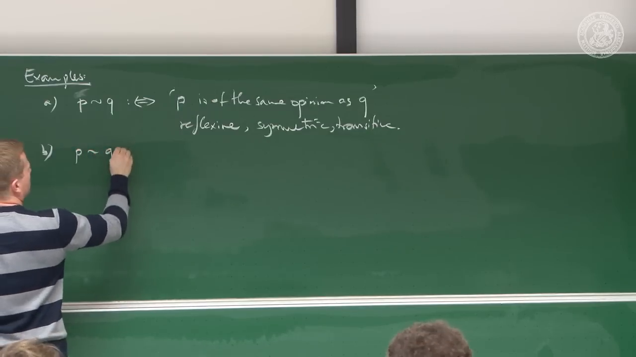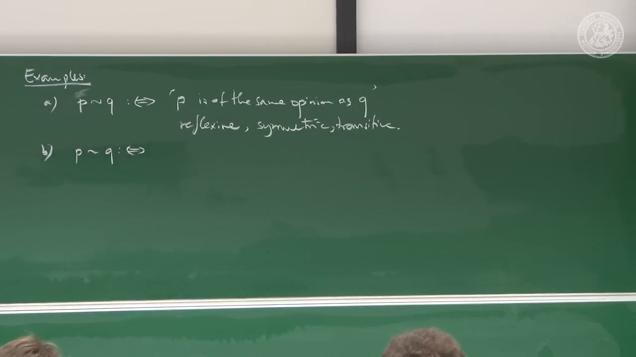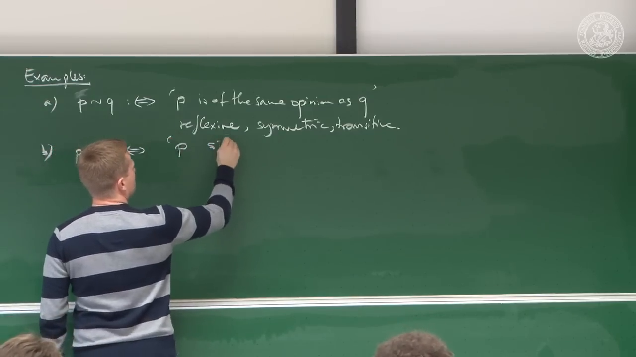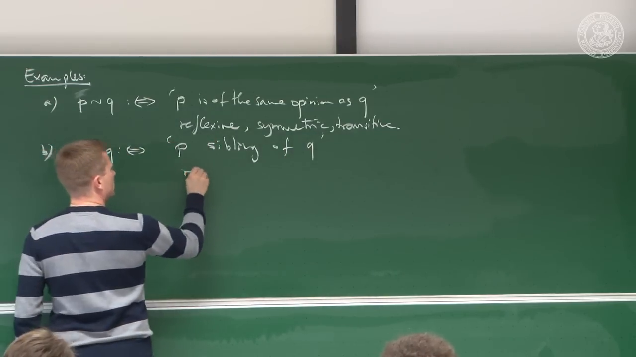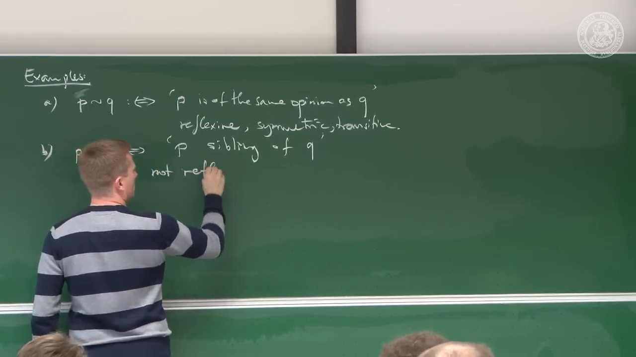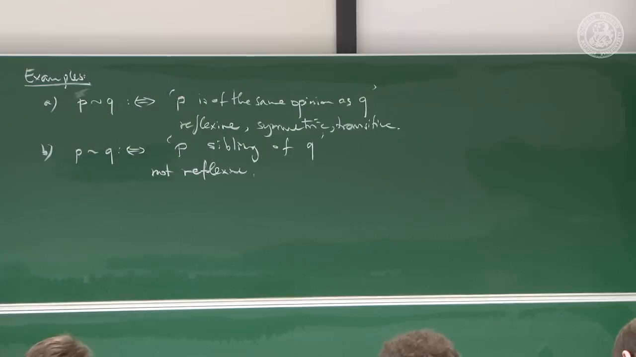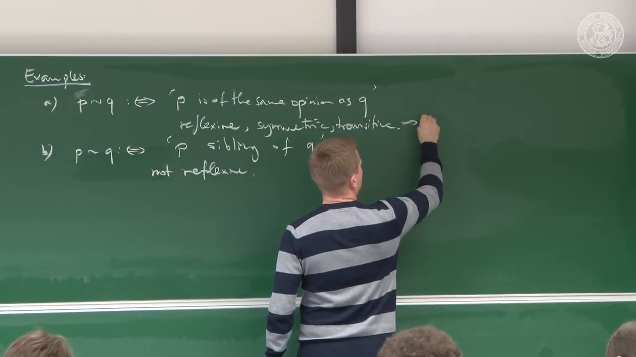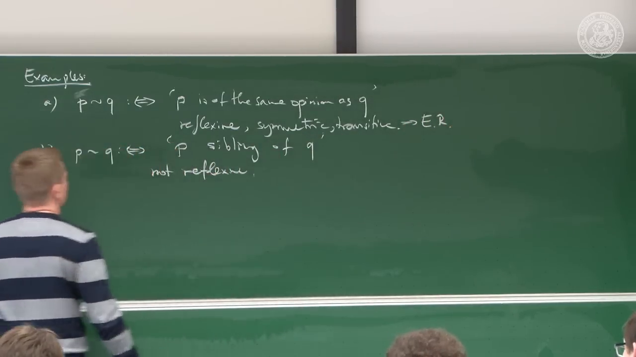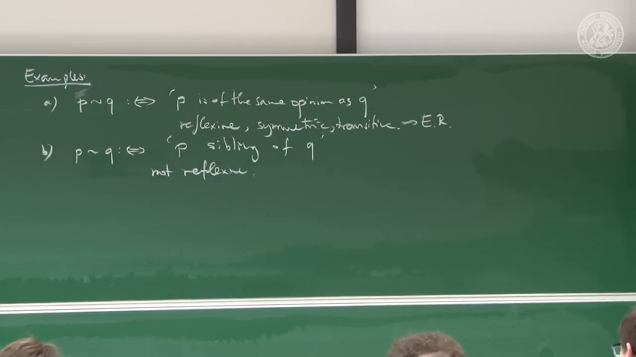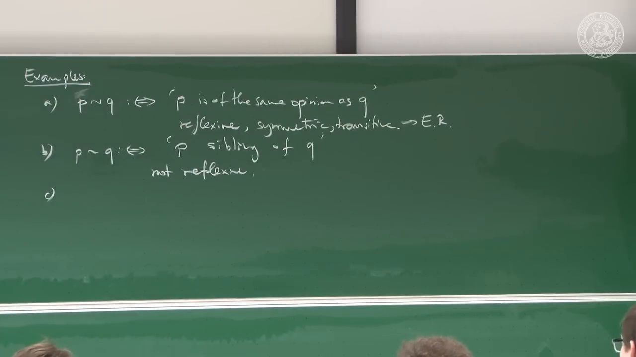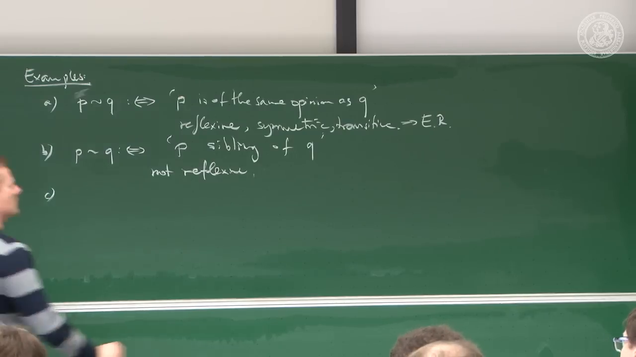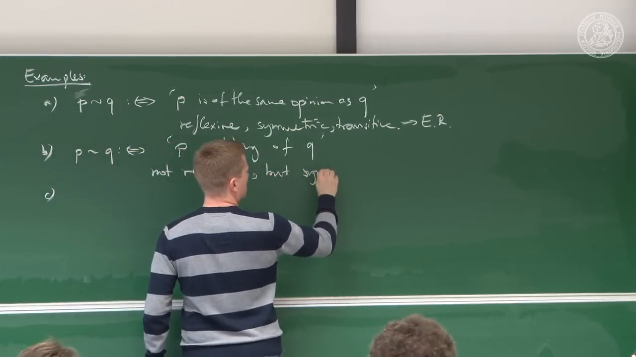Let's say we define a different relation, like p is the sibling of q. Sounds good, but it already fails to be reflexive because you're not your own sibling. Not reflexive. So here the first is an equivalence relation, and this is not an equivalence relation: p is the sibling of q. It would be symmetric, though.